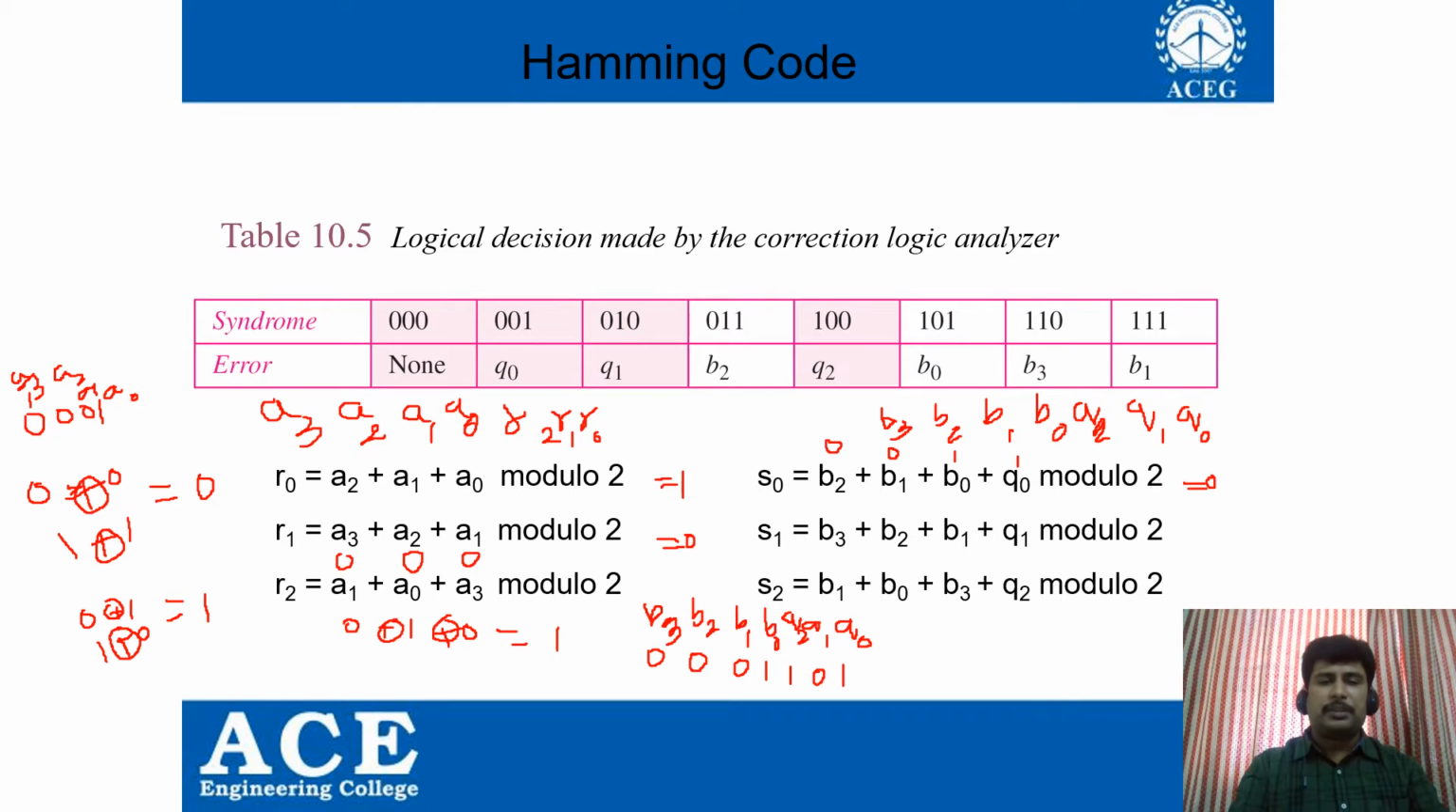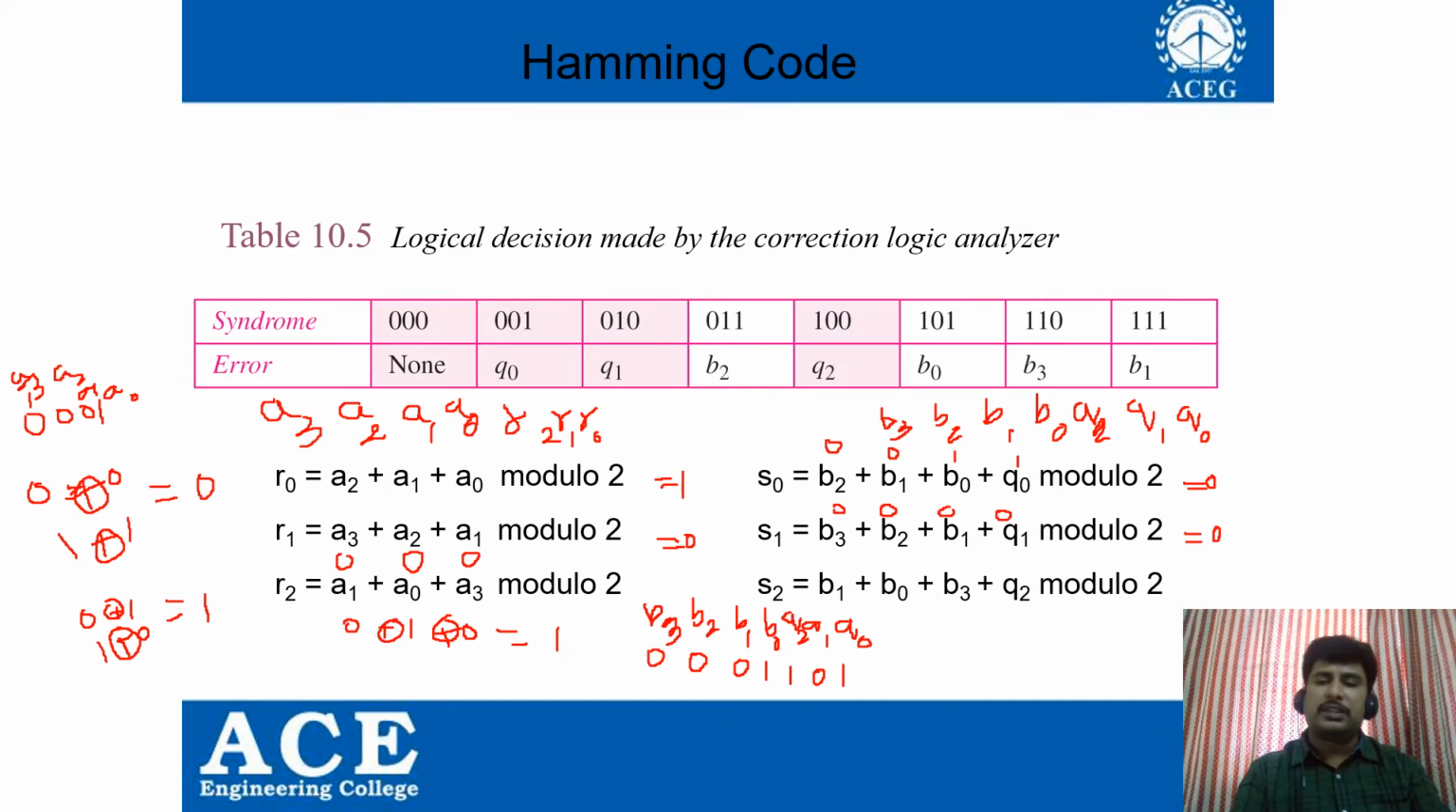Similarly, B3, B2, B1. What is the B3 value? 0. B2 is 0, B1 is 0, and Q1 is 0. So 0 mod 2 addition with 0 is 0, 0 mod 2 addition with 0 is 0, 0 mod 2 addition with 0 is 0. So the S1 value is also 0.